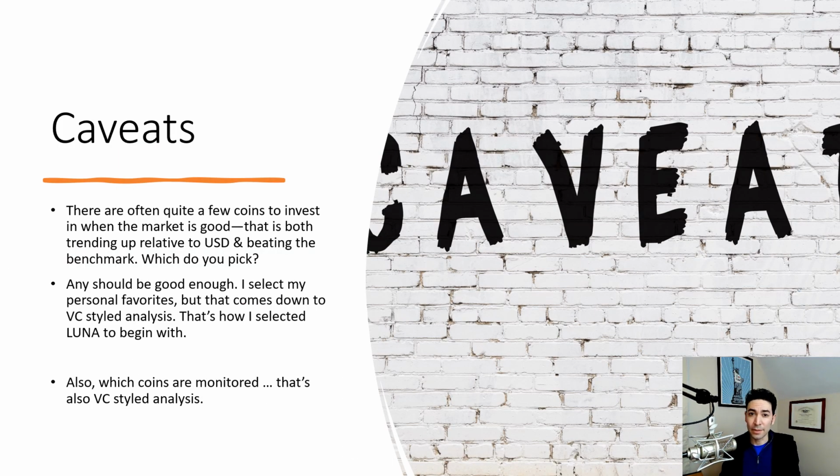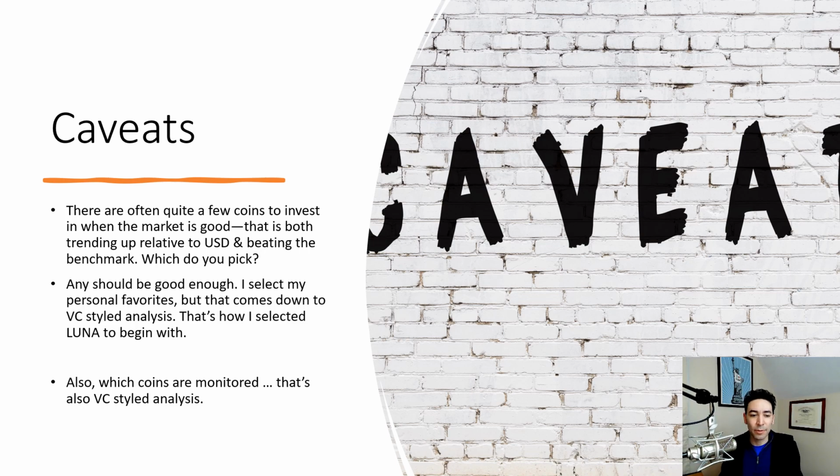So some caveats follow. There are often quite a few coins to invest in when the market is good. That is, coins that are both trending up relative to US dollars and beating the benchmark. So if there are too many such coins and everything else is good, right, with the three-stage algorithm, which coins do you pick? And my answer here is, well, realistically, any should be good.